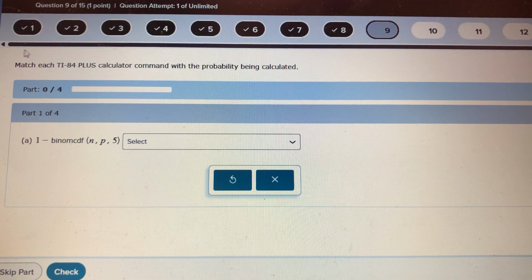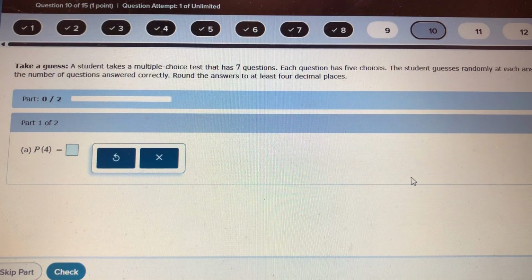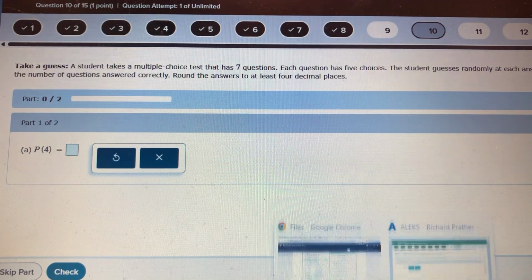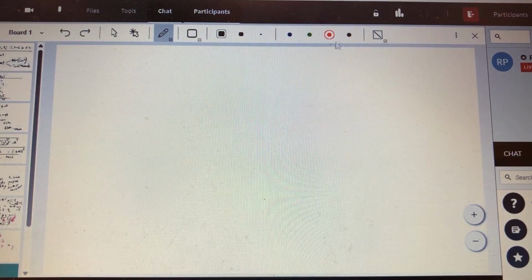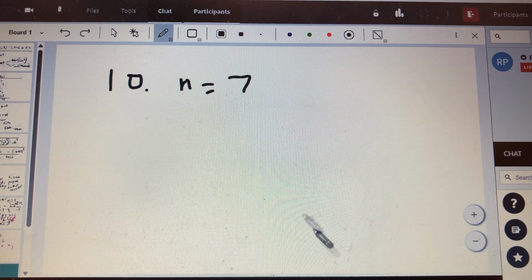Okay, see, here's where they want you to learn this stuff, but before we do that, I better do a whole problem. Yeah, here's a good one. Okay, so I'll go back to 9, but here is the essence of the chapter right here on this number 10. A student takes a multiple choice test that has 7 questions. That's your set number of trials right there. So n equals 7.